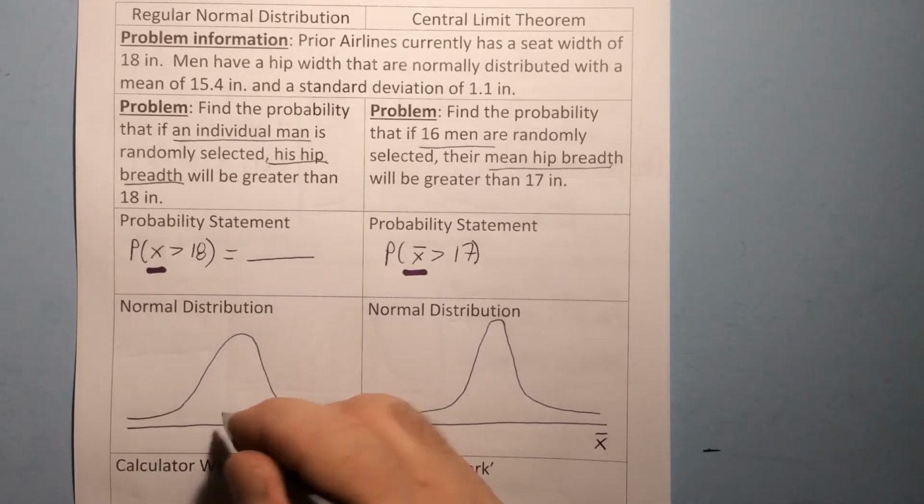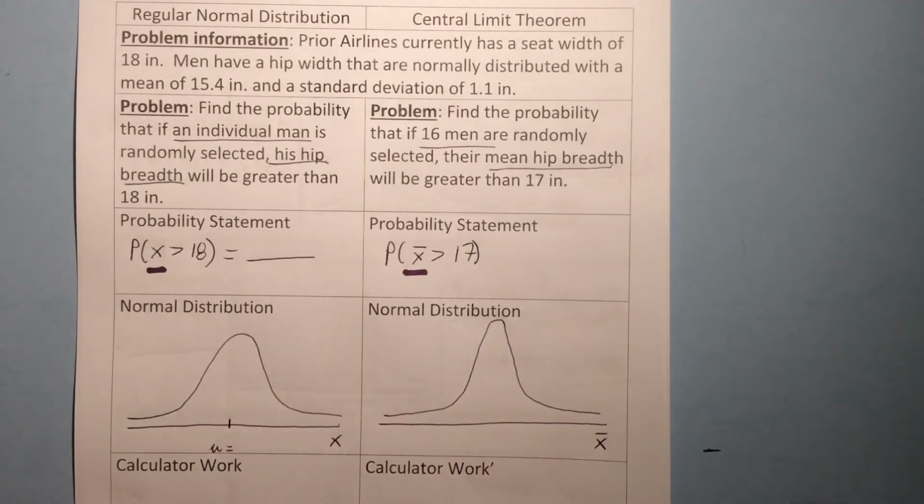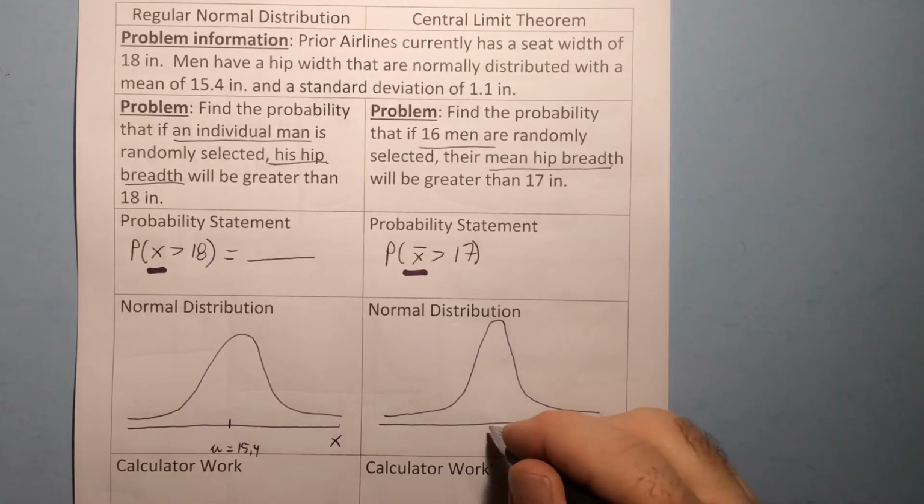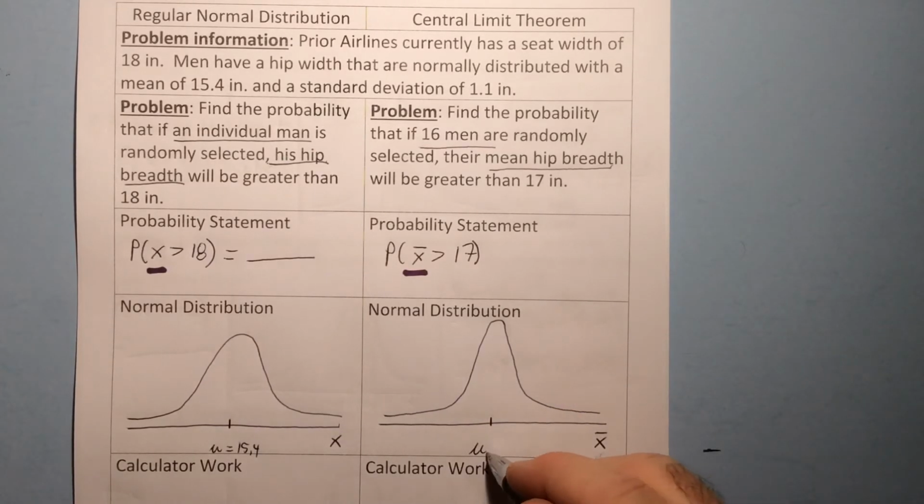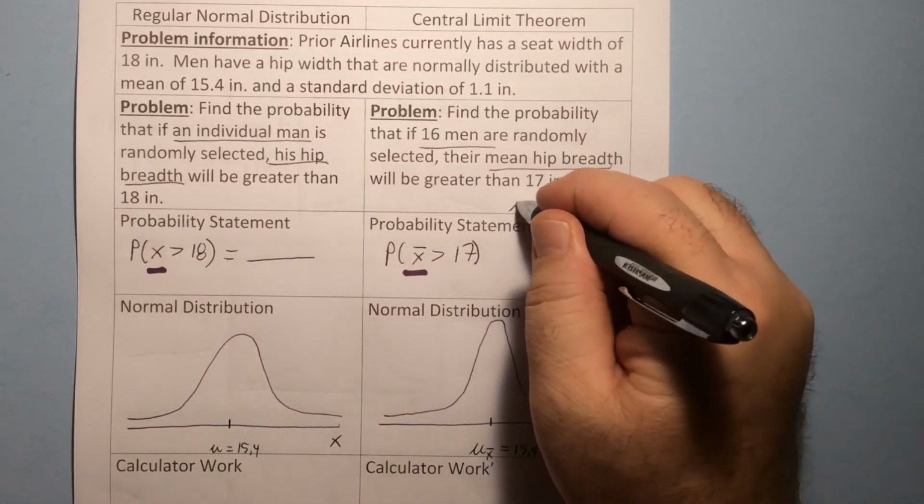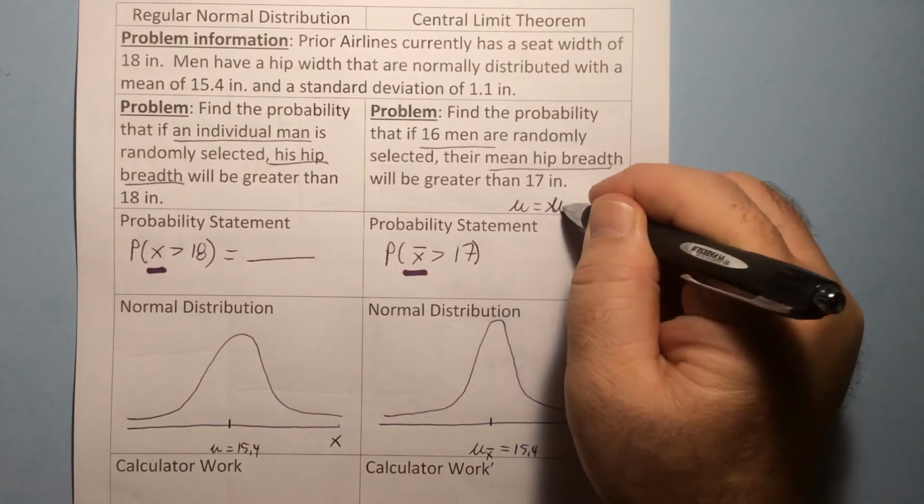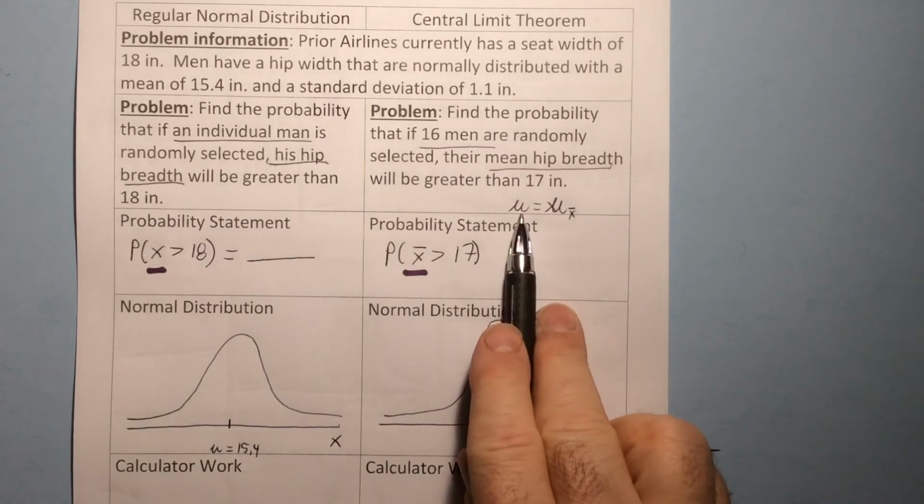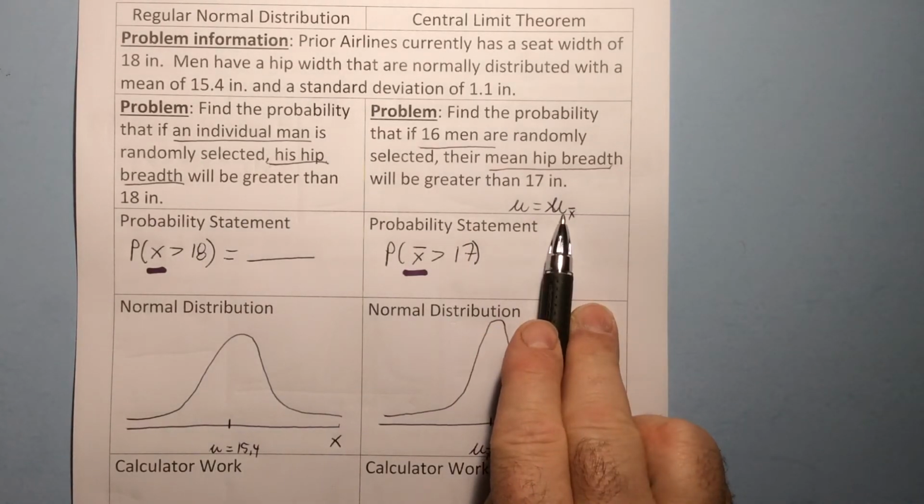That's another difference. Here we have the mean. The mean of this is going to be 15.4. But for this one, it's not just the mean. It's going to be the mean of the sample means. Now this is also going to equal 15.4, because one thing you should have learned in the book is that mu is going to be equal to mu. So the mu of random x variables is going to be equal to the mu of the sample means.